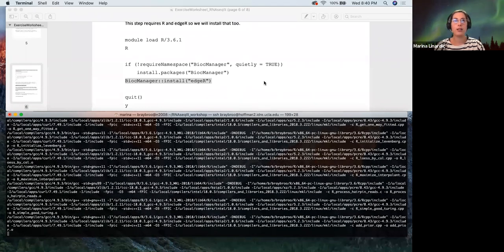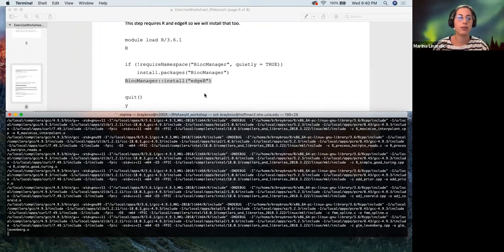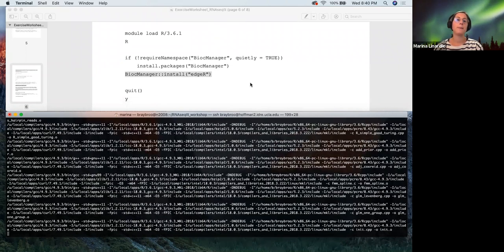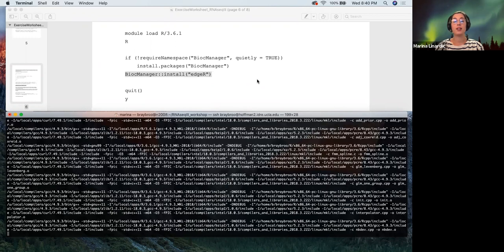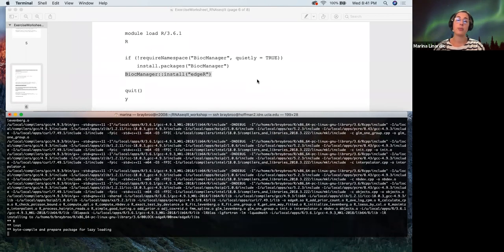Okay, so while this is running, if you have any questions or comments, feel free to write in the chat. This should be done pretty fast, maybe another minute or so. And R is very handy because you can do a lot of things. The only thing that maybe is limiting is that you cannot look at all the graphs that you get in R, but then you can just look at them on your local computer, and we will actually do this in a second after we finish running the differential expression.